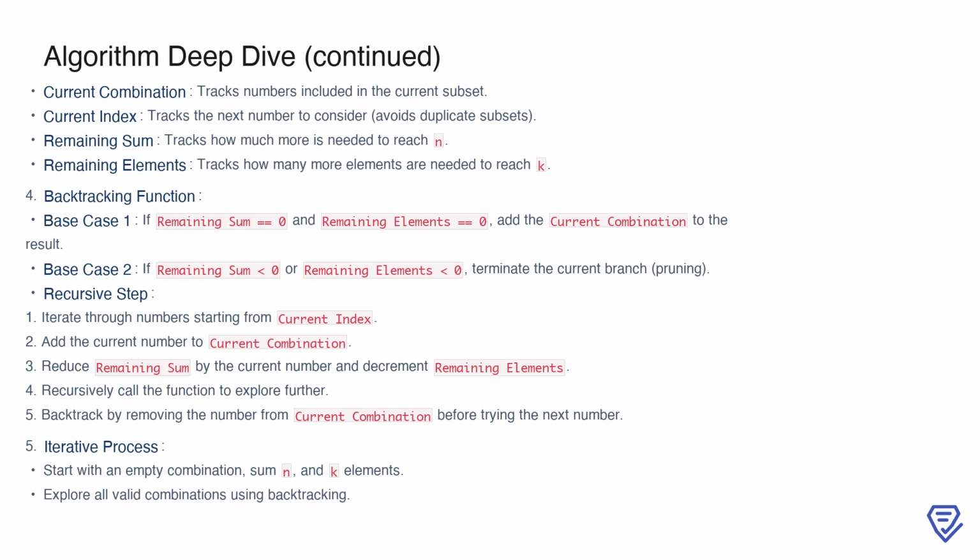The backtracking function itself has two base cases. If the remaining sum and remaining elements both reach 0, we add the current combination to our result. On the other hand, if either the remaining sum becomes negative or the remaining elements drop below 0, we terminate that branch early. The recursive step involves iterating through numbers starting from the current index, adding each to the current combination, updating the remaining sum and elements, and then calling the function recursively. After exploring a number, we backtrack by removing it from the combination to try the next possibility.